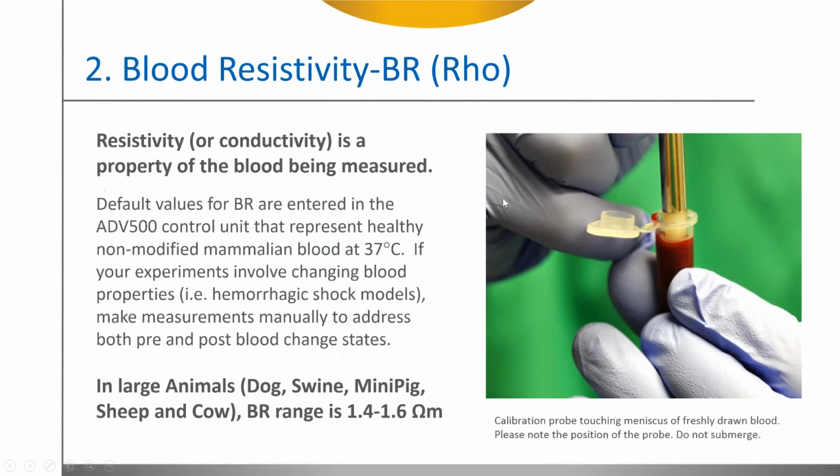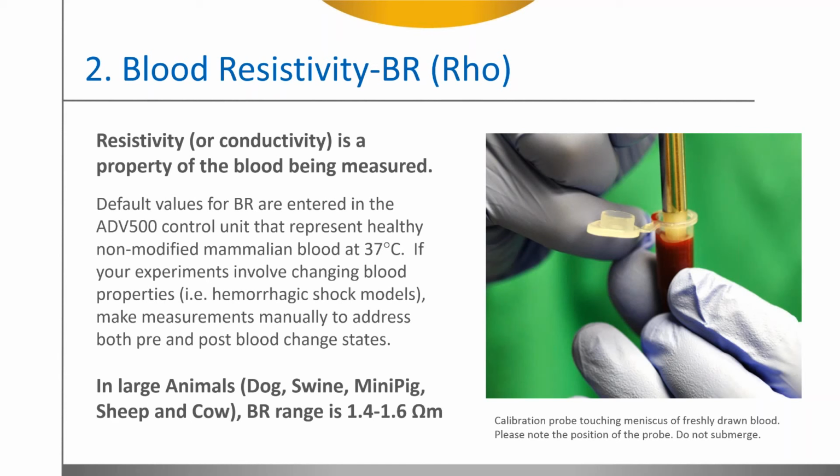Blood resistivity. Resistivity is a measure or property of the blood being measured. Default values of blood resistivity are entered in the control unit and represent healthy non-modified mammalian blood at 37 degrees. If your experiments involve changing blood, for example, hemorrhagic shock, I have been fortunate to be part of that model, you make measurements manually to address both pre and post blood change states.